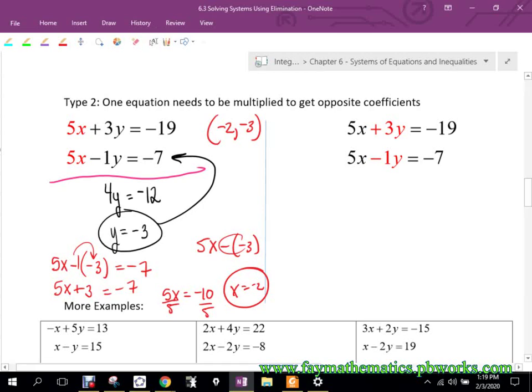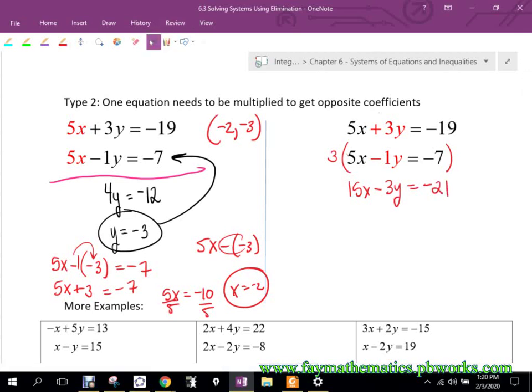Well, if I do that, then I'd be doing the same thing I did over here. I don't want to mess with the x's anymore. I want to multiply this bottom one by 3. So what is 3 times 5? 15. What's 3 times negative 1? Negative 3. And then 3 times negative 7 is negative 21.